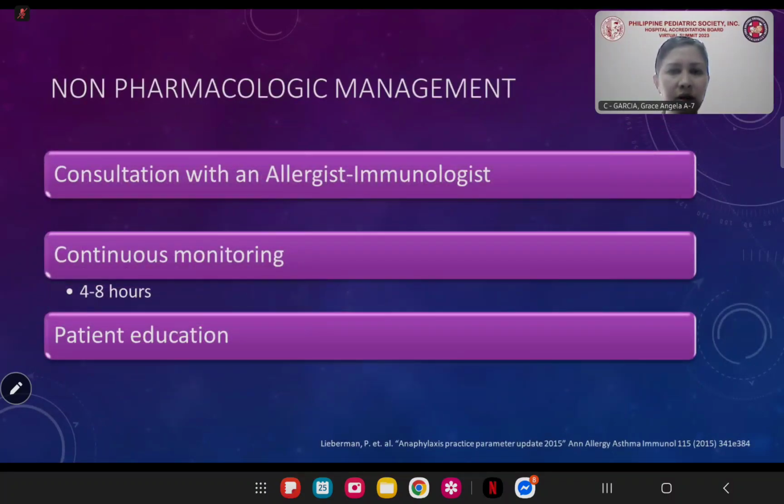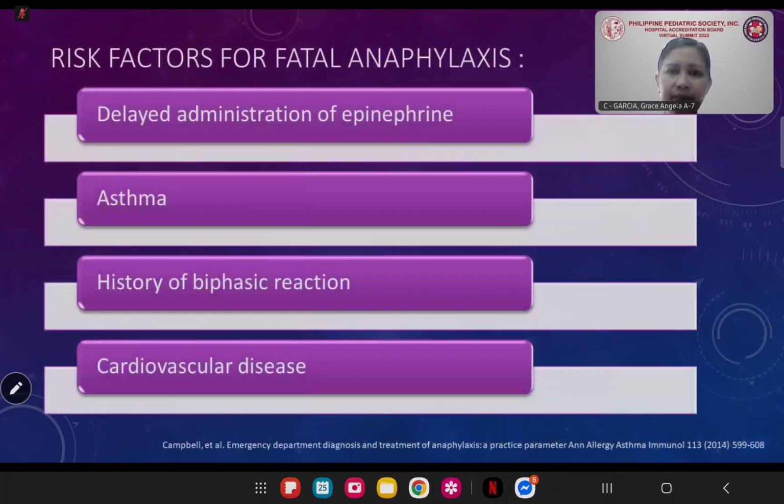The other non-pharmacologic management would be a consultation with an allergist to determine the trigger if you do not know the trigger. Ideally, you would do continuous monitoring within the next 4 to 8 hours. But if you have hypotension, then as much as possible, you need to admit your patient. And patient education regarding the avoidance of their triggers.